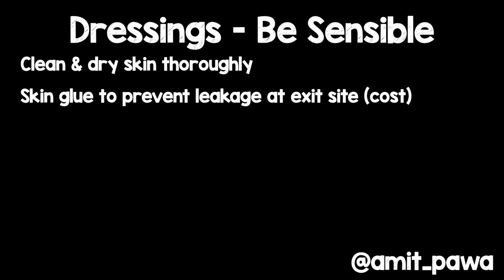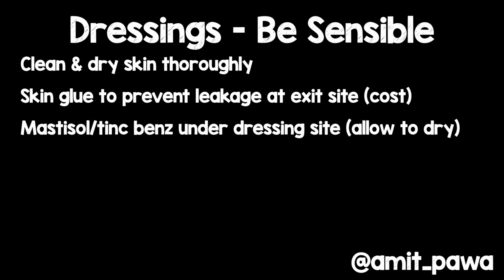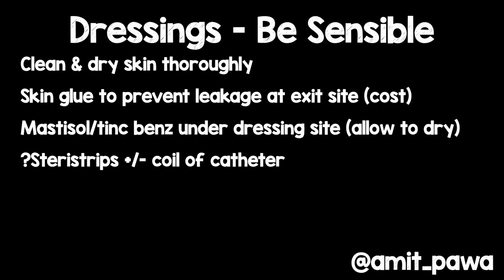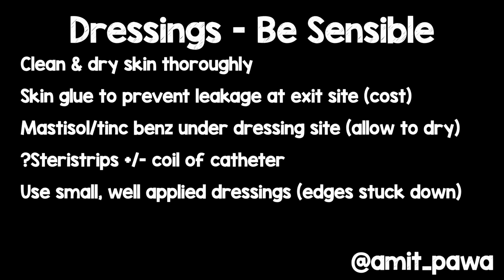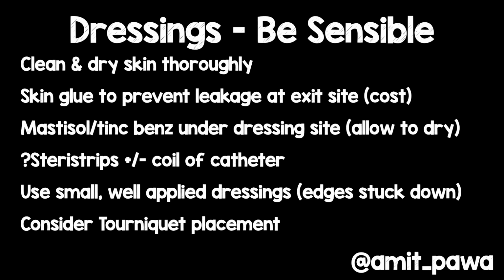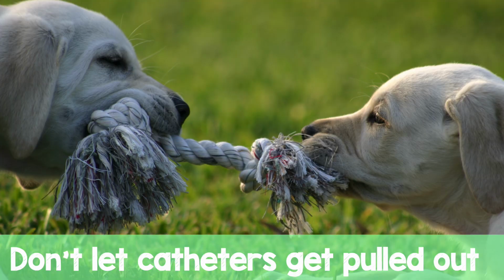So does it matter what we use? Well, I think most people say be sensible. Clean and dry the skin thoroughly. Use skin glue to prevent leakage at the exit site. We've talked about that. Then Mastisol or Tincture of Benzoin under the dressing if you can to allow the dressing to stick. But it's important you allow that to dry before you apply the dressing. There's possibly value in using Steristrips and a coil of catheter, but use small, well-applied dressings and make sure the edges of the dressings are stuck down. And consider where the surgeon's going to place the tourniquet, because if they're going to place the tourniquet there, you want your catheter way out of the way. And beware of surgical drapes, because you don't want that catheter you spent ages putting in to get pulled out.